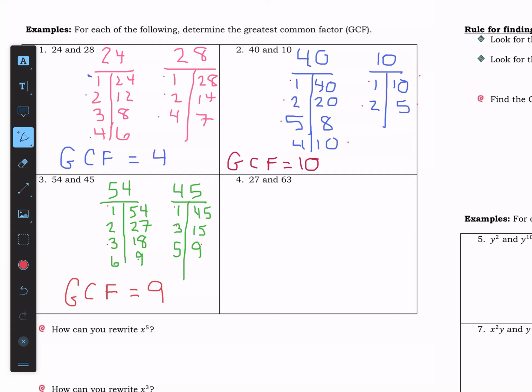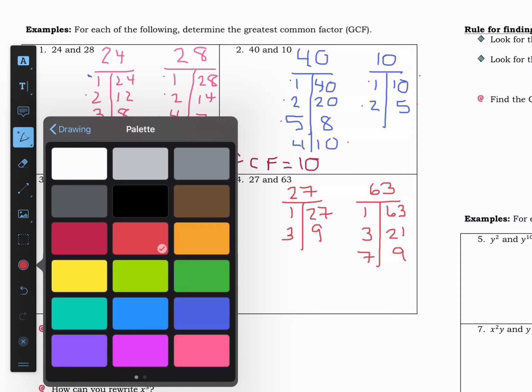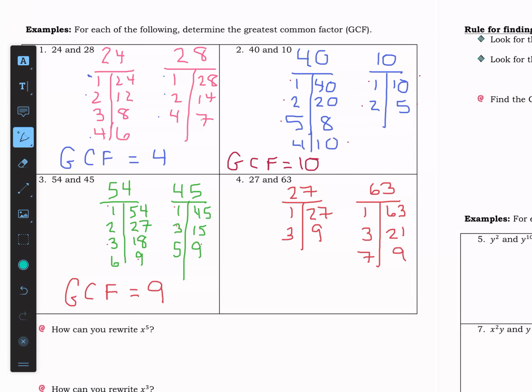Okay, all right, now one more on these. So now we're doing 27 and 63. So our factors of 27 are 1 and 27, and 3 and 9. And our factors of 63 are 1 and 63, 3 and 21, 7 and 9.